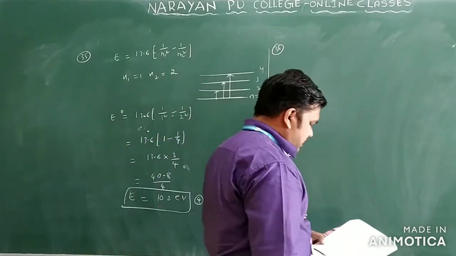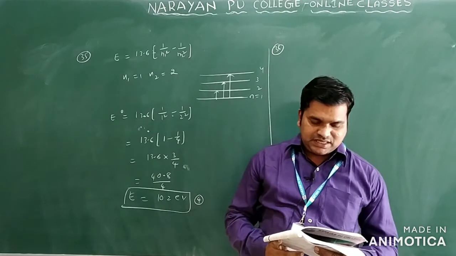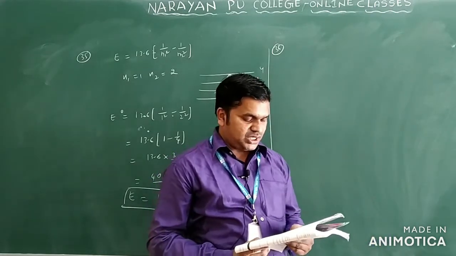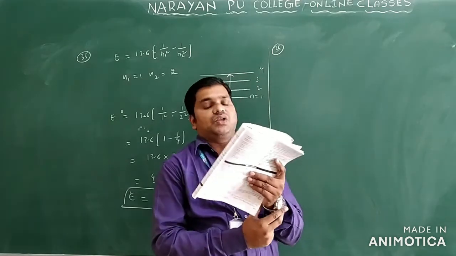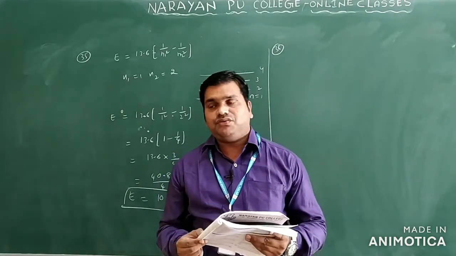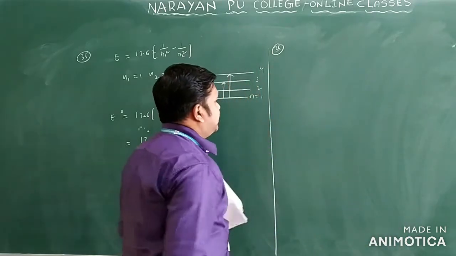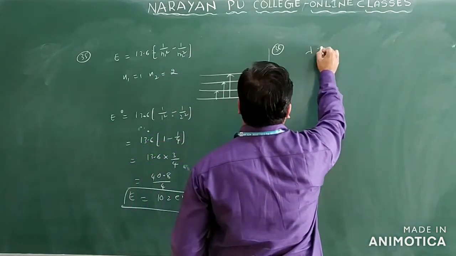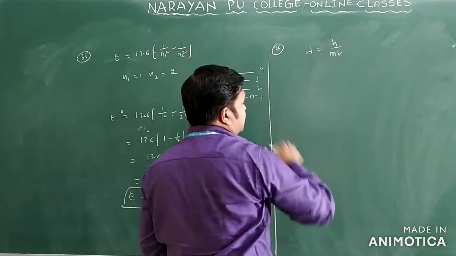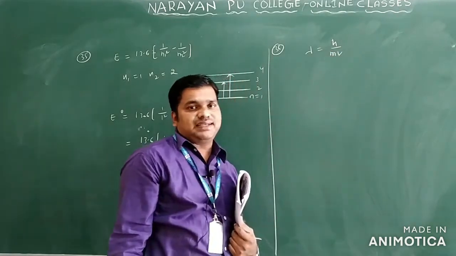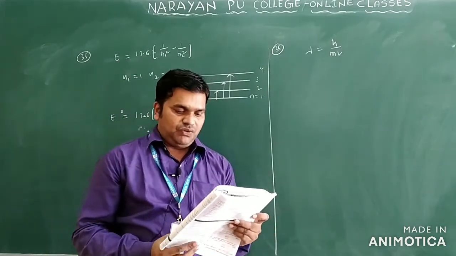Now this is question number 36. The wavelength of a charged particle is ___ the square root of the potential difference through which it is accelerated. They are asking wavelength versus what? Potential difference only. Generally you know one formula: lambda is equal to h by mv, the de Broglie expression. But they are asking wavelength versus potential difference.